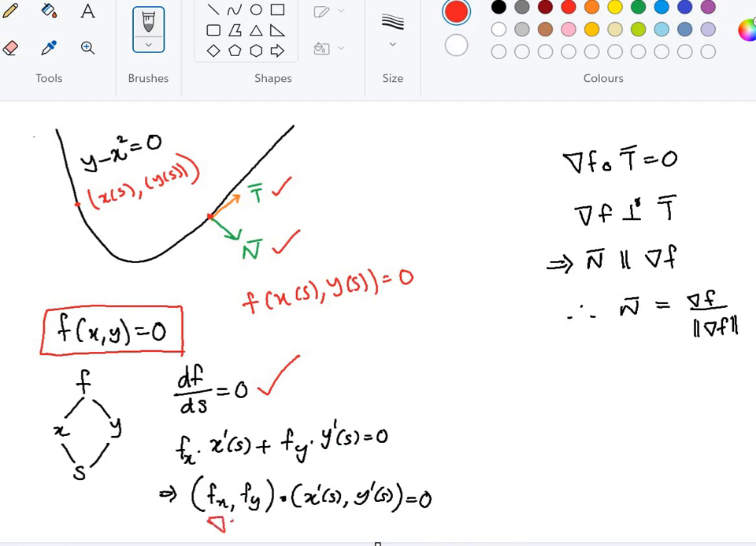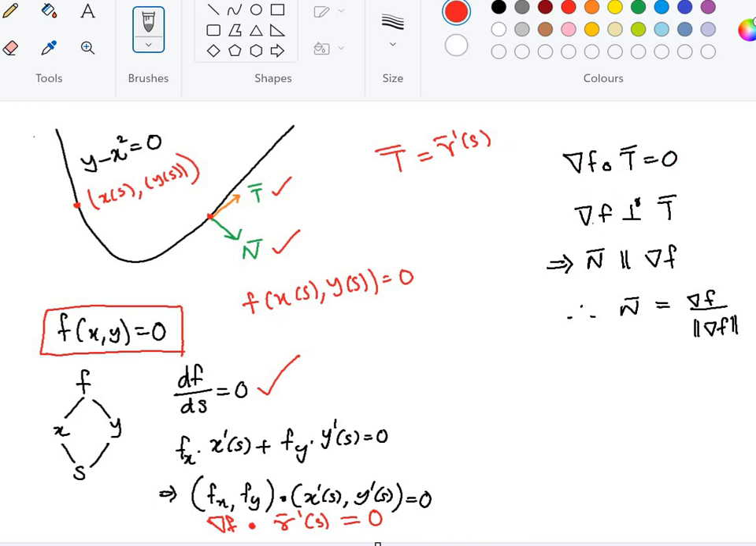So this is the gradient of f at the point we are taking. Suppose this is x naught y naught, then this is del f at x naught y naught dot product with x dash s comma y dash s, that is nothing but r bar dash s, right? The dot product of del f and r bar dash s is equal to 0. We have already seen that the tangent vector t bar is nothing but r bar dash s in terms of arc length. Tangent vector is nothing but the derivative of the curve in terms of the arc length. So what you have obtained is del f dot t bar is equal to 0.